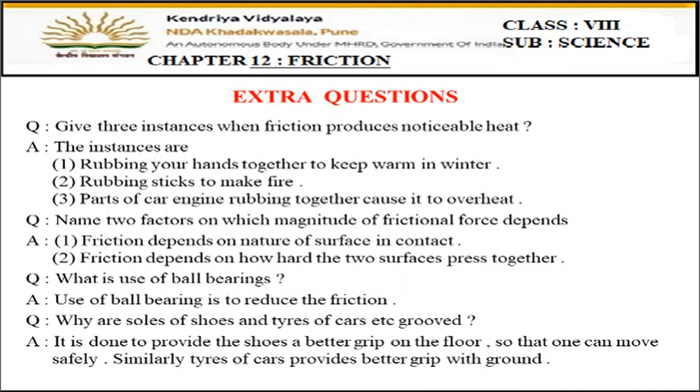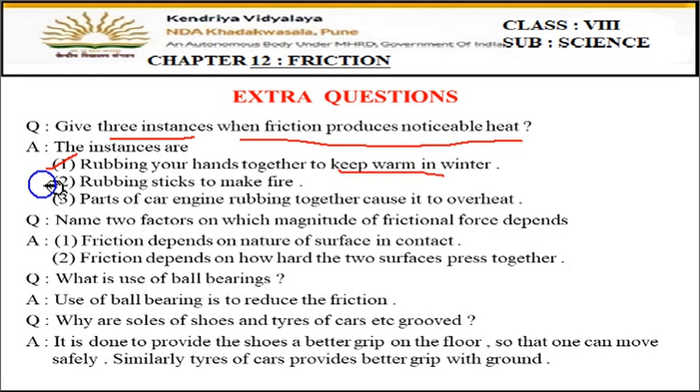Okay. So see, first question is, give three instances where friction produces noticeable heat. So you have to give three examples where with the help of friction, with the help of rubbing, heat is produced. So the first example we have learned in the video is that when we rub the palms of our hands, then heat is generated in the palms. During winter, when it is very cold, we rub both the palms against each other, and then a lot of heat is produced and we feel warm.